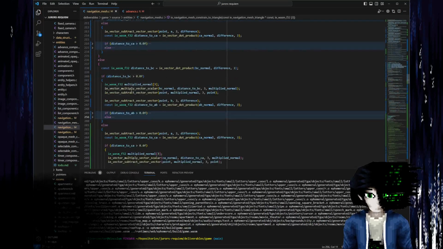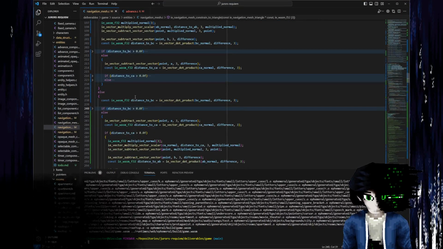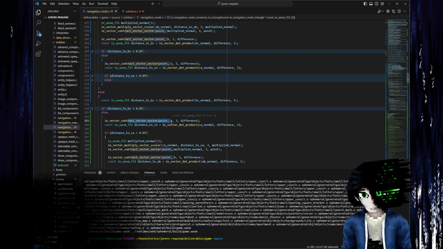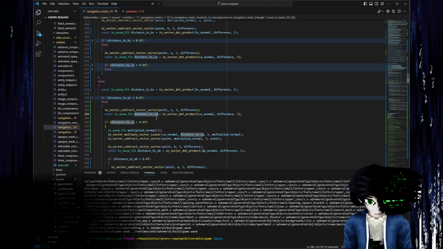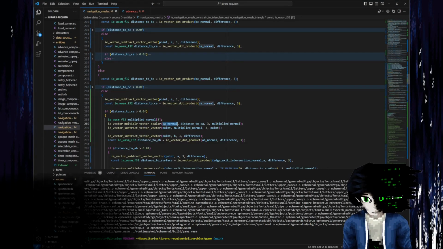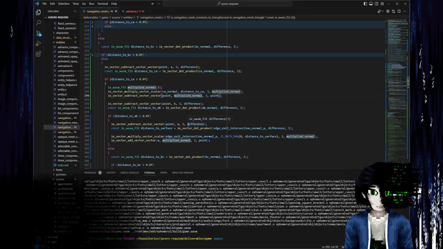So let's fold that up. So now we're getting the difference between the point we're sampling and vertex A. And then we're using that to figure out whether we're over edge CA. Okay, and if we are, we're multiplying how far over we are by the direction in which we're going over, and then subtracting that from the point to project it onto the plane. Nice and simple.